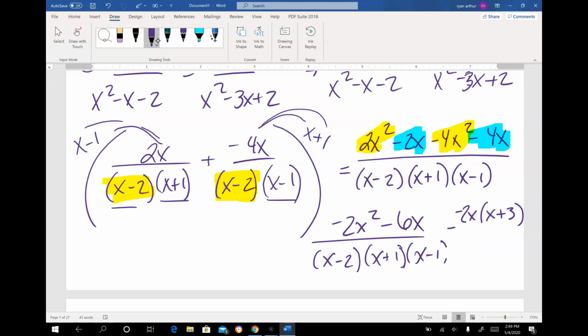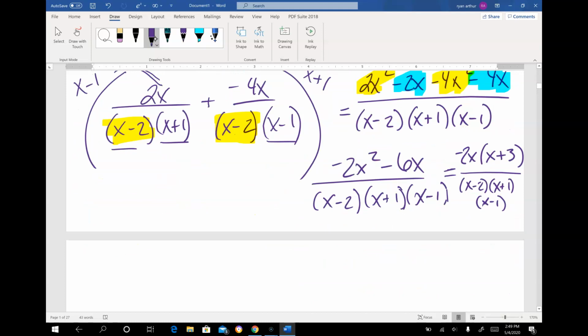Okay, it's an eraser. I forgot I changed the size of my eraser. Don't like that. Alright, so it really doesn't help us much, but either answer is correct. I ran out of room. Okay, either one. I factored it just to see if I could cancel anything out, but I can't.